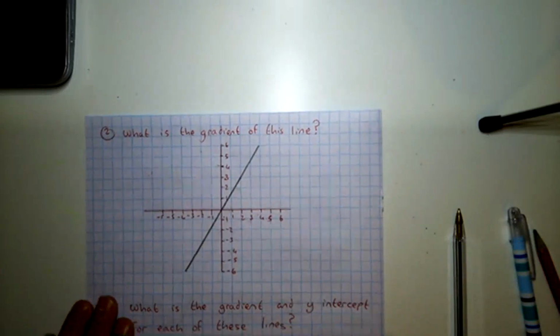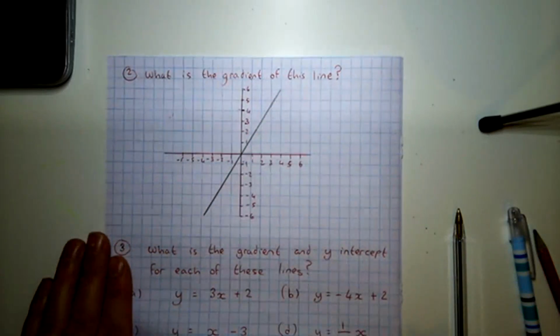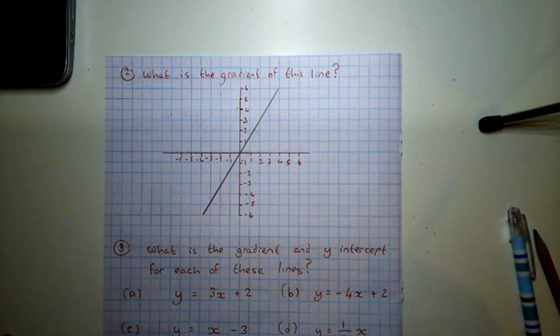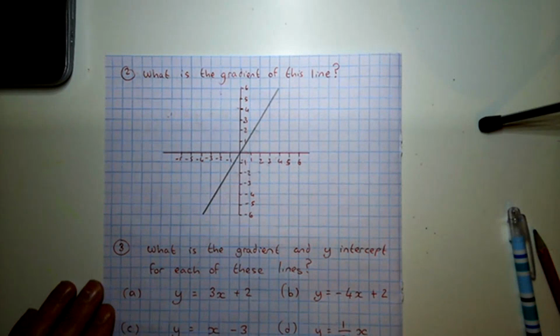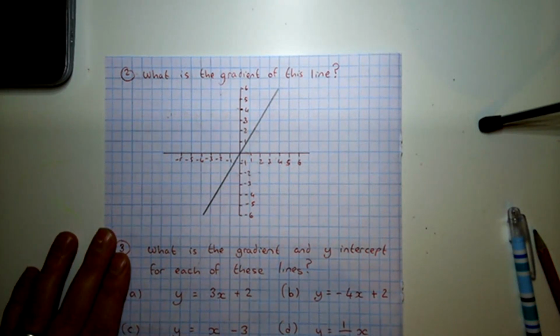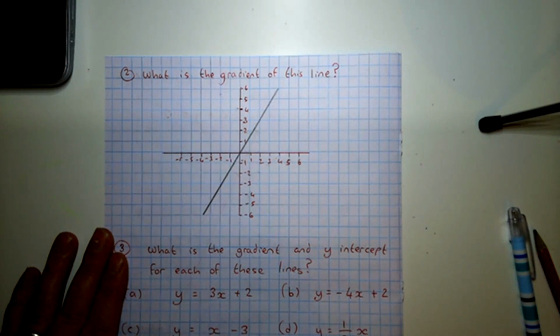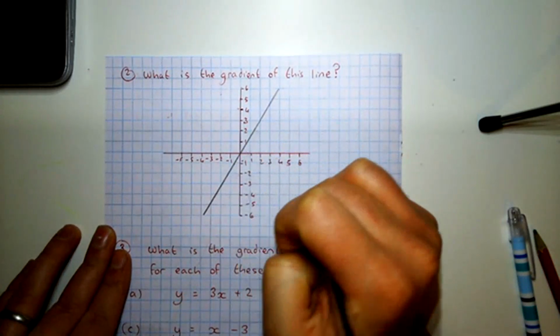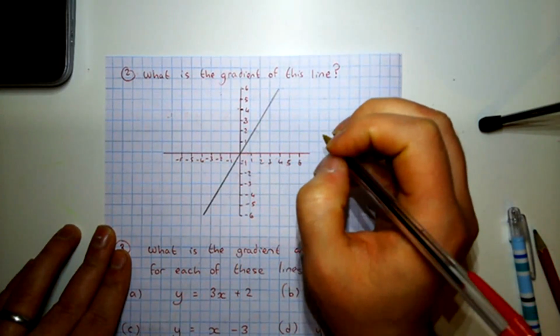Okay, so this question is asking us, what is the gradient of this line? So I've got a line drawn out and I want to know the gradient of it. And how to actually do gradients is you pick a point on the line, so a nice sort of point, and you're looking to figure out how many up does it go for each one it goes across.